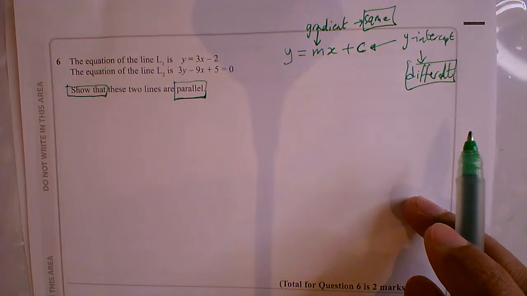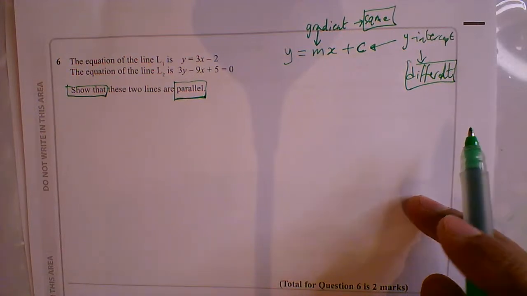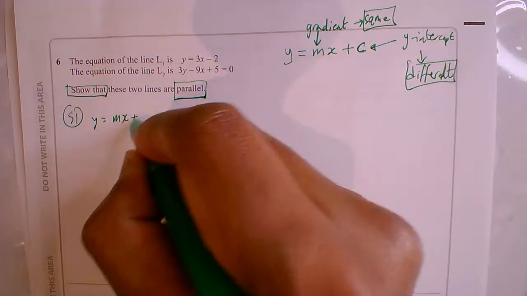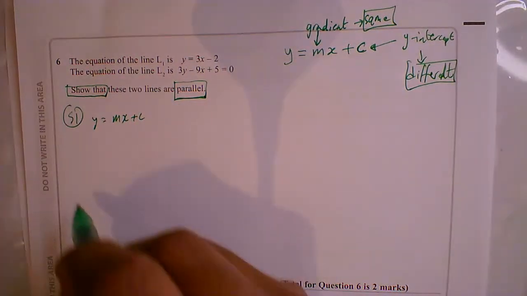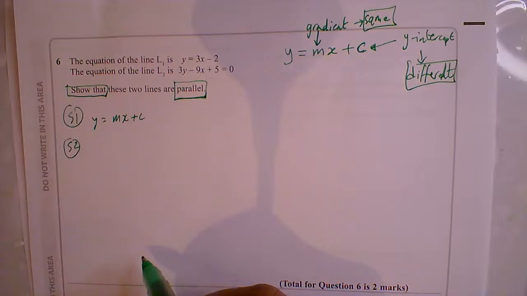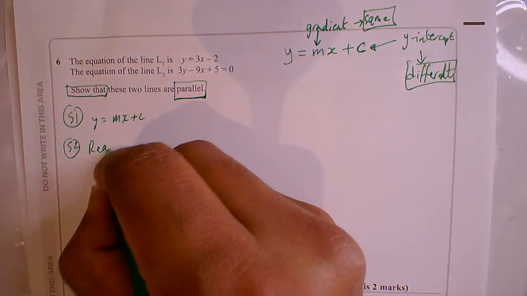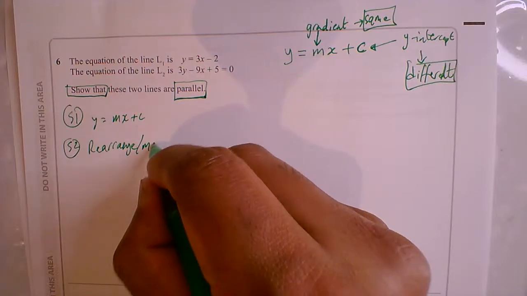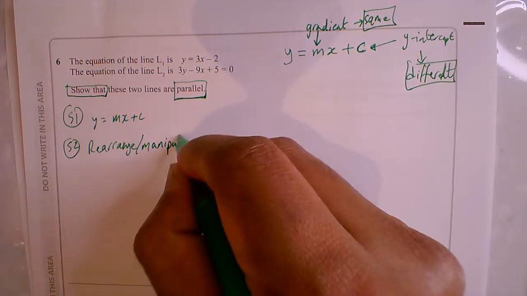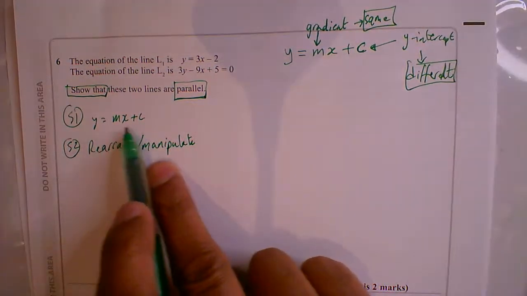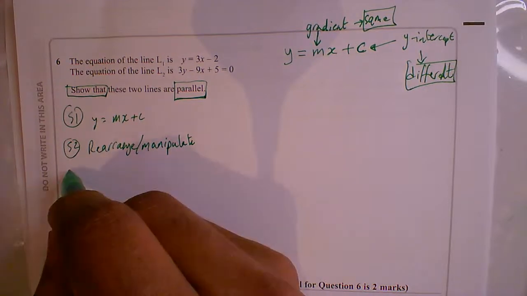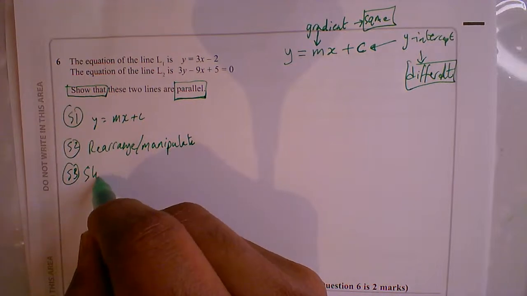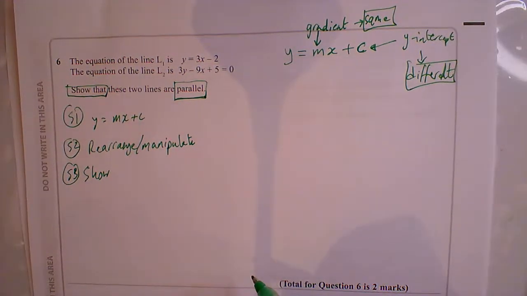Now, if I look at my equation, let me plan this out. Step one is to use y equals mx plus c. That's my first thing, I'm looking for that. The second thing I need to do is rearrange, or manipulate, so that it becomes this format. I need to change it to this format. And then I have to do the show that part. So this is the show that. This could be worth a communication mark.